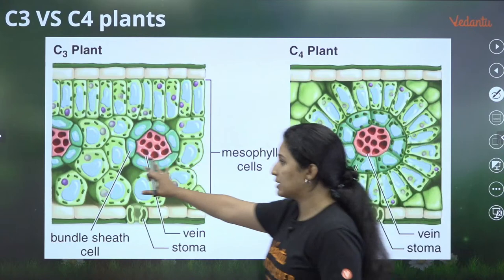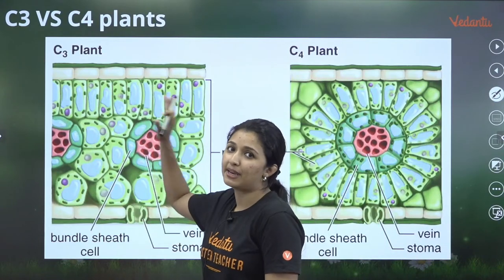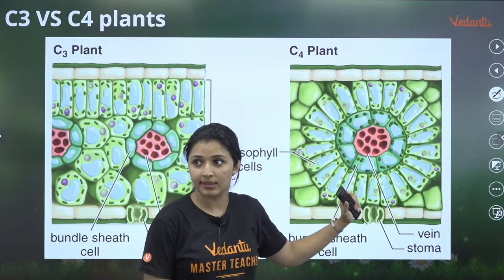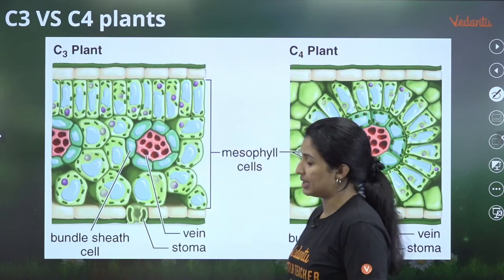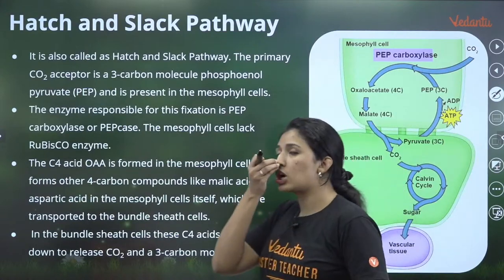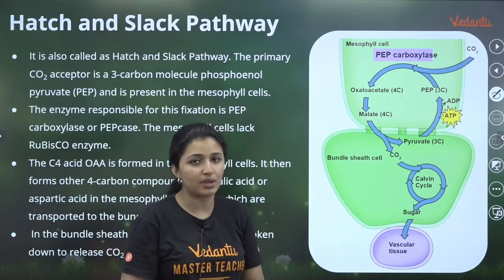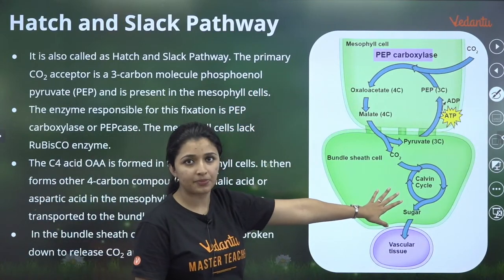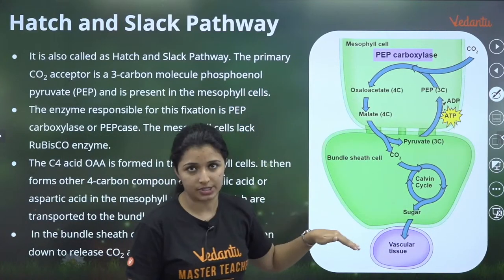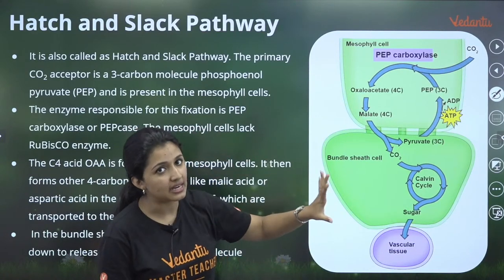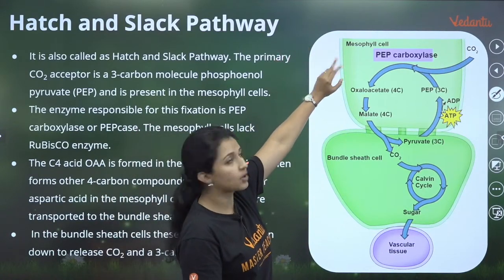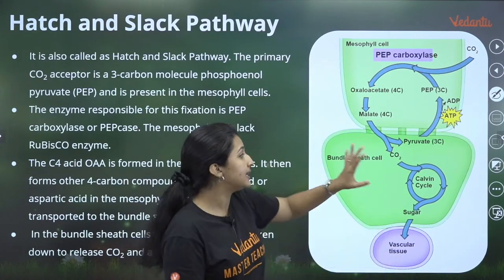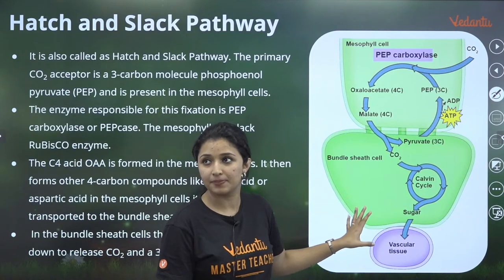So we have C3 plants, where all the processes happen in the mesophyll cells. But in C4 plants we have bundle sheath cells. It's also called the Hatch and Slack pathway, after the scientists, of course. We have two separate cycles taking place, and two areas also. One half of the cycle takes place in the mesophyll cell. The top cell is the mesophyll cell. The second half of the cycle takes place in the bundle sheath cell.